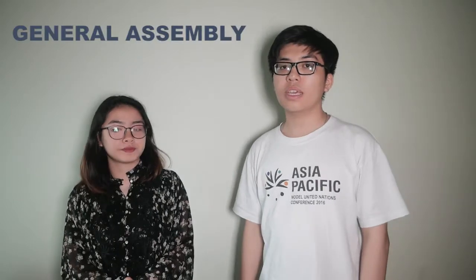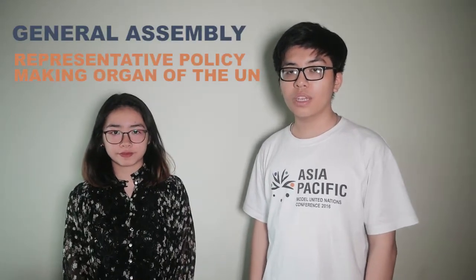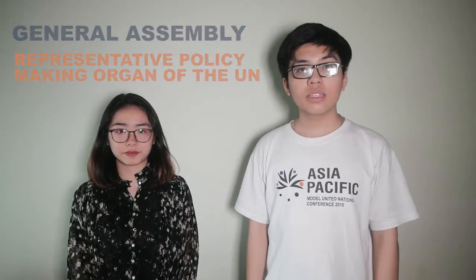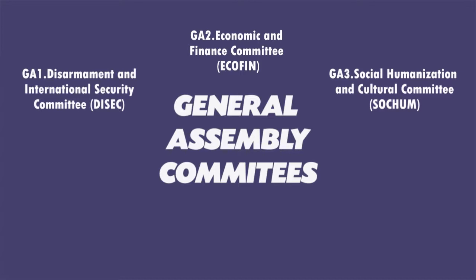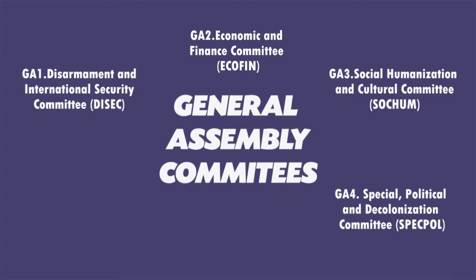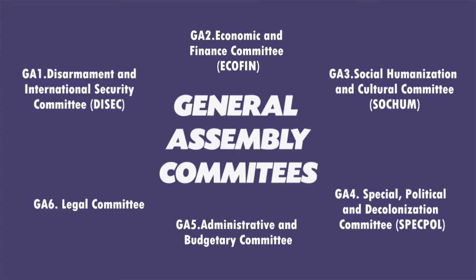What exactly is the General Assembly? The General Assembly is the representative policy-making organ of the UN, and it consists of 6 subcommittees. Each of them deals with, respectively, disarmament and international security problems, economic and financial problems, social, humanitarian, and cultural problems, special political and decolonization problems, administrative and budgetary problems, as well as many other legal issues. Often you'll see the first 3 in modern UN conferences.